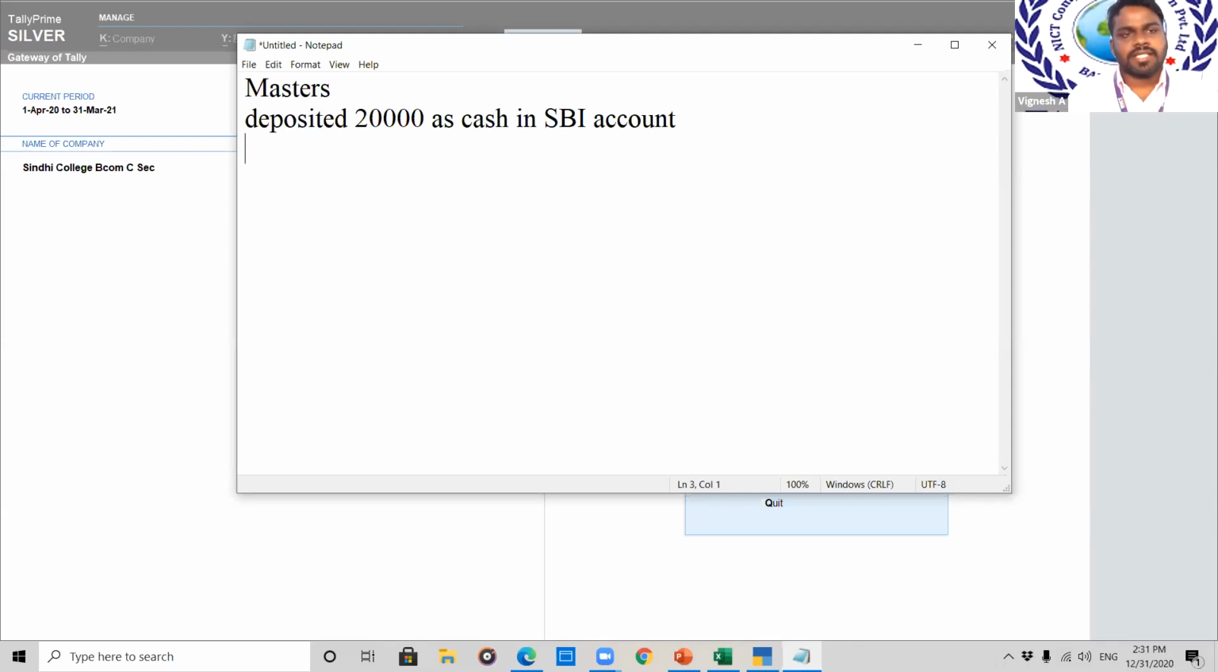So to do this transaction, what do we need to do? First, let us see what journal entry we need to make and which accounts are affected. When we take this transaction, there is a deposit of 20,000 rupees as cash. So we have two accounts affecting this transaction, as we always follow the double entry system of bookkeeping.